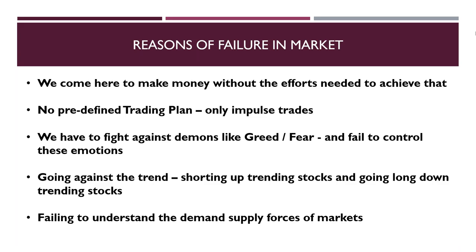The second thing, the most common mistake we make, is that we trade with biases, like going against the trend. We short uptrending stocks and we buy downtrending stocks. So that is a major reason for making losses.